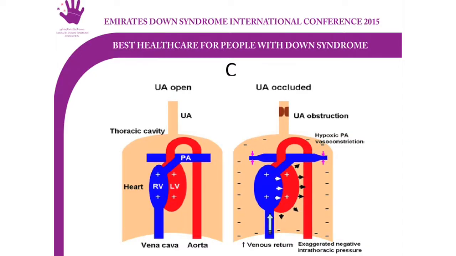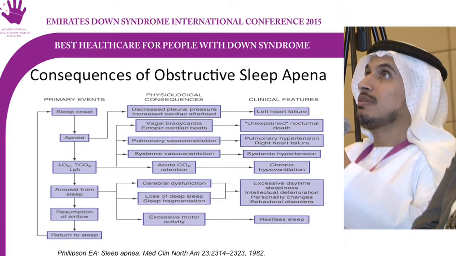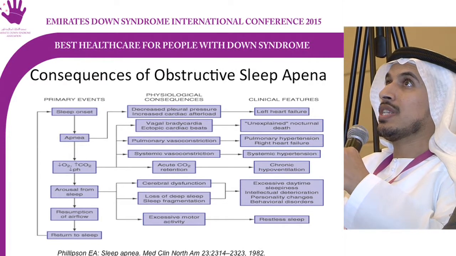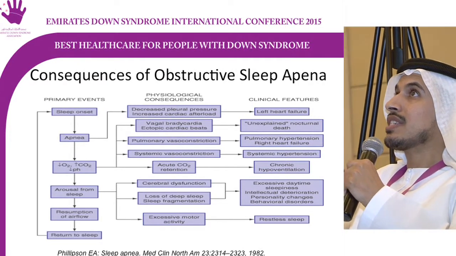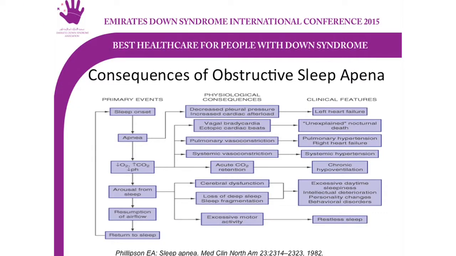They're trying to open this upper airway. They're suffocated, with increased intrathoracic pressure, and as a result, left heart failure. Now, what happens also, the oxygen goes down, transcutaneous CO2 goes up, leading to vagal bradycardia and unexplained nocturnal death. There is pulmonary vasoconstriction because of the hypoxemia and systemic vasoconstriction. Now there is this recurrent arousal. The patient is having arousal multiple times, leading to what? They're not rested.